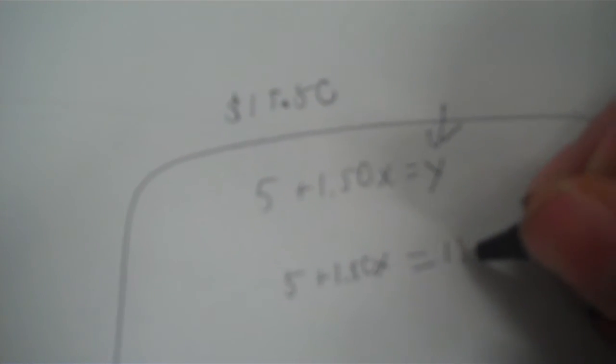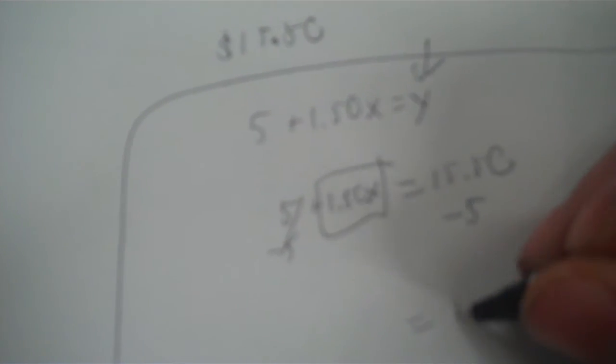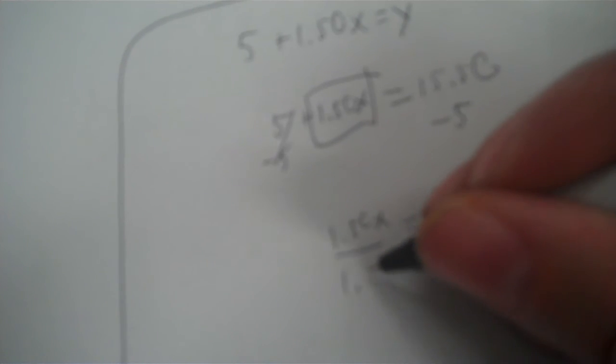5 plus 1.50x equals 15.50. Now box the x, only one box, you got a 5 outside. So that's $10.50. And on the other side, you got $1.50 times X. So I divide, and that's 7. 7 movies.